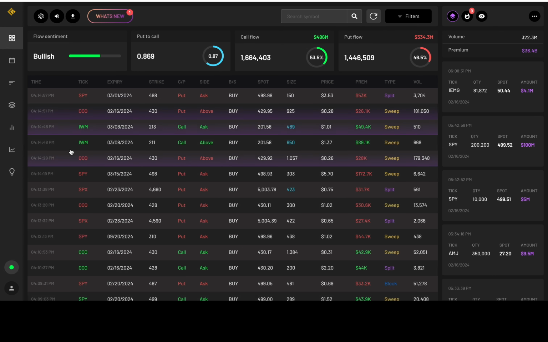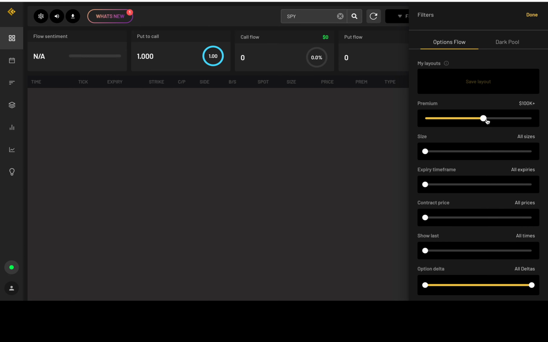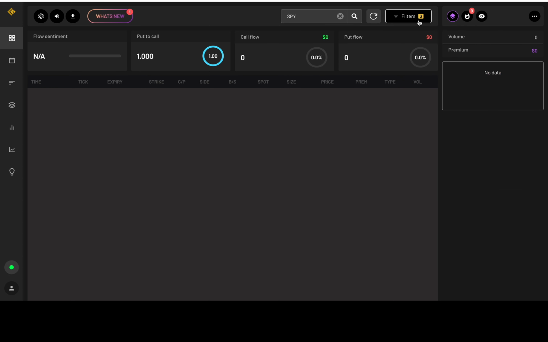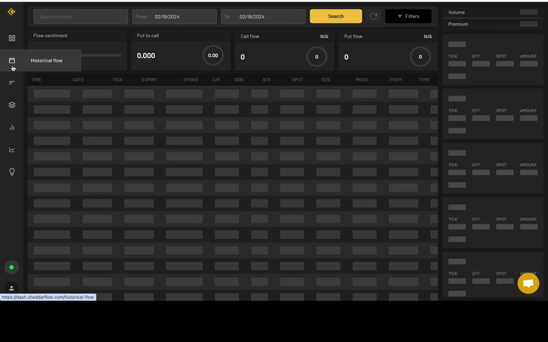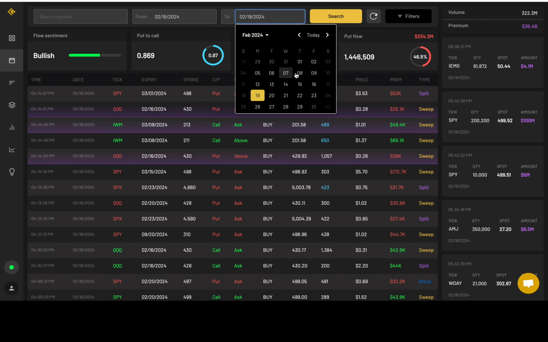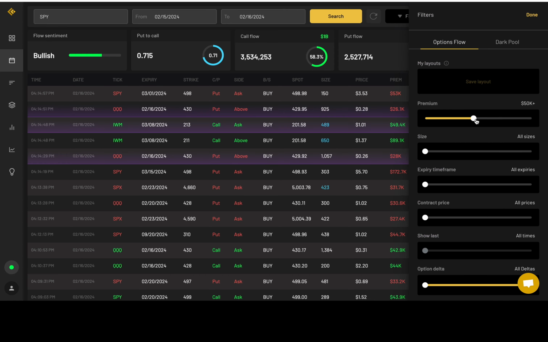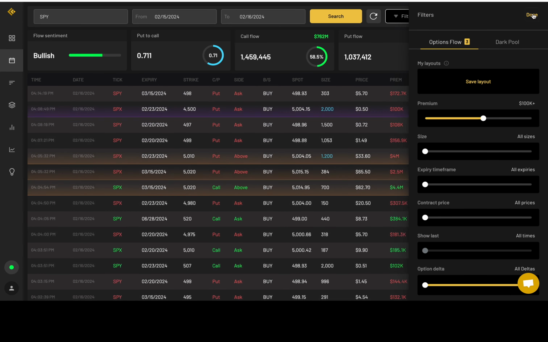All right, let's take a look at the flows. And we'll filter for 100K. Okay, so yeah, it's a weekend. So I've got to look at historical flows here. I can choose the date. I want to look at Thursdays to Fridays, so I'll put from February 15th to the 16th. I'll search it, and it'll put in SPY. Put the filters in, 100K premiums or above, and boom.